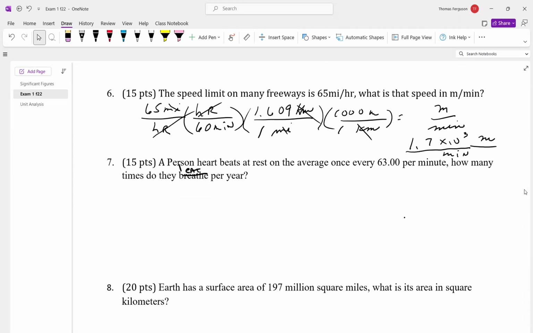Okay, so next problem. A person's heartbeat at rest averages 60 per minute, per minute, a fraction, right? So we have a conversion factor there. How many times do they beat per year? So now we need beats per year. So we're going from beats per minute. We want to go to beats per year. So it's a fraction problem, but the top one's already done for you, beats to beats. So we just need to do the bottom part. So we need to go from minutes to a year.